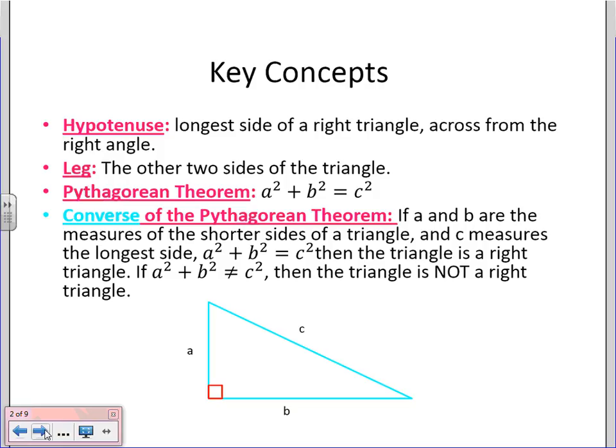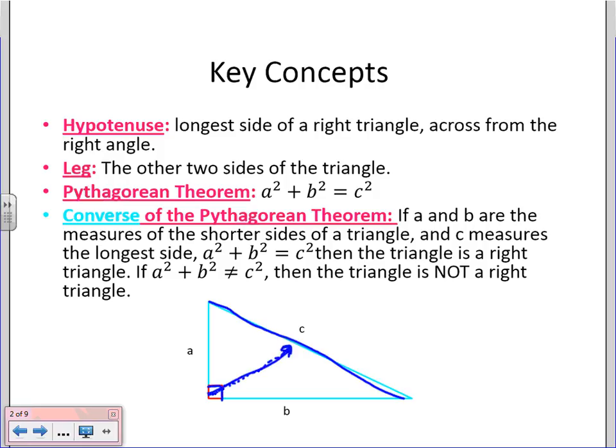Okay, so the first word we're going to talk about is hypotenuse. This is the longest side of a right triangle, and it's located directly across from the right angle. So looking at this triangle here at the bottom, the hypotenuse is always going to be the longest side, and it is directly across from the right angle. So your right angle's right here, directly across.